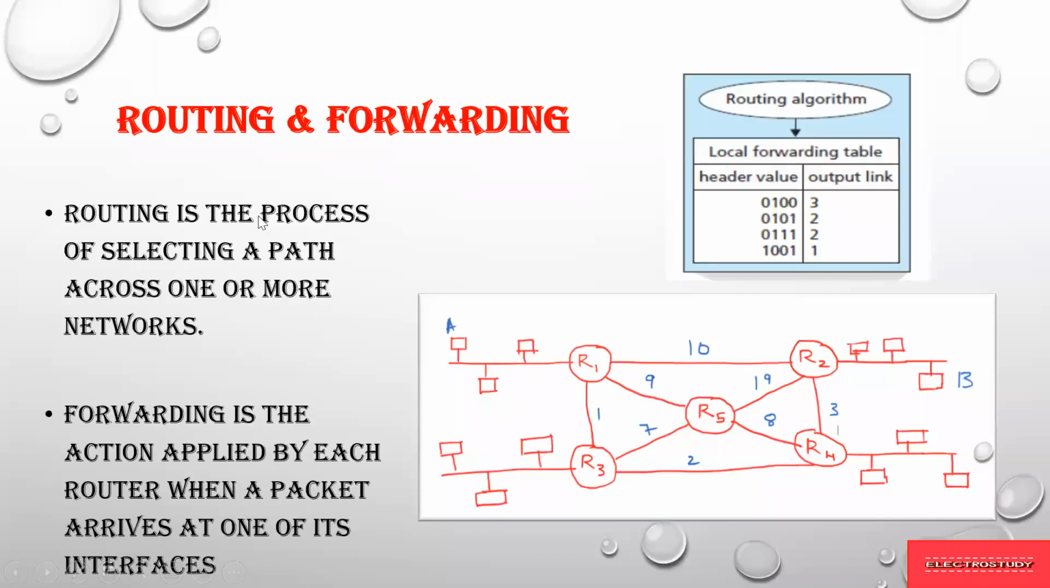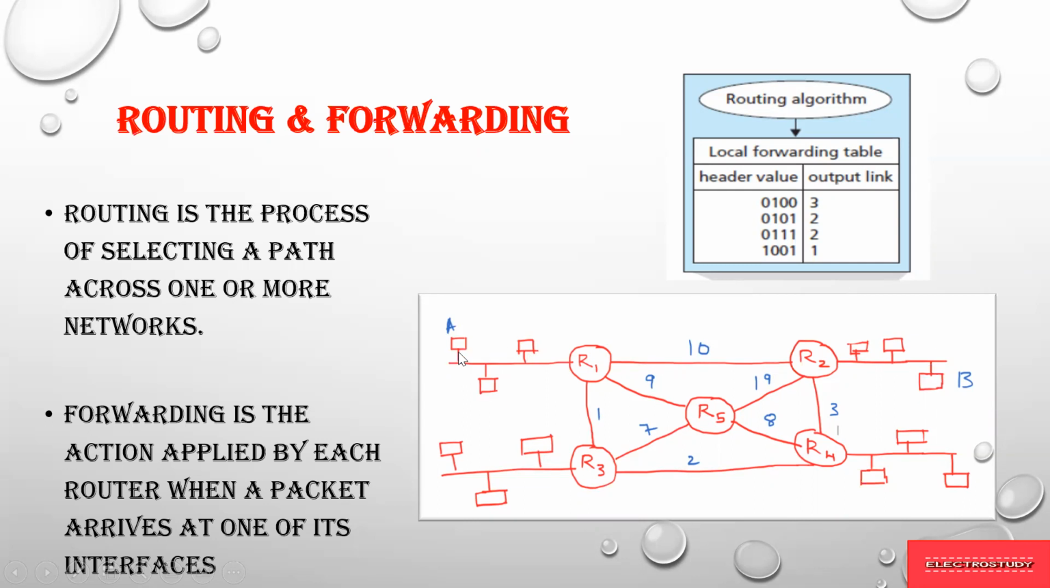Next is routing and forwarding. Now what is routing? It is the process of selecting a path for the transmission. Forwarding is nothing but, after finding the route to be traveled, the action that is performed. That is, the frames or the datagrams in the network layer are sent from one station to the other station.